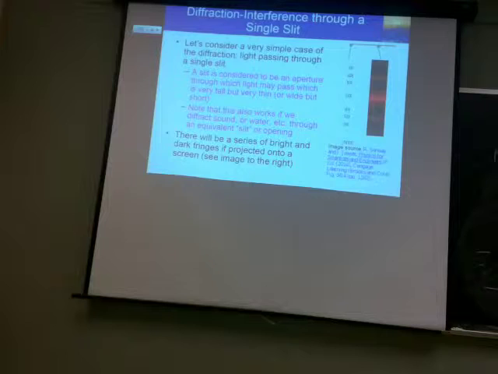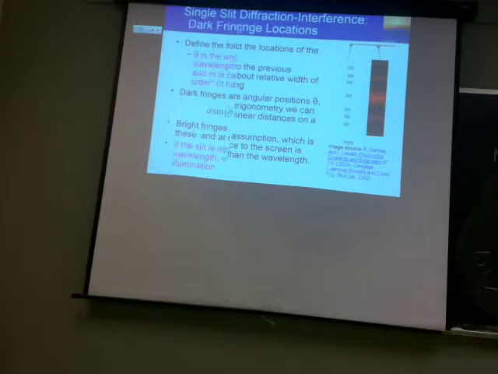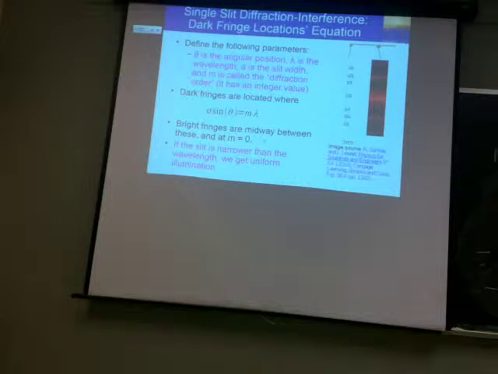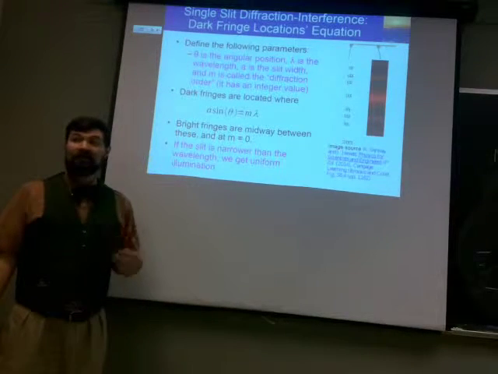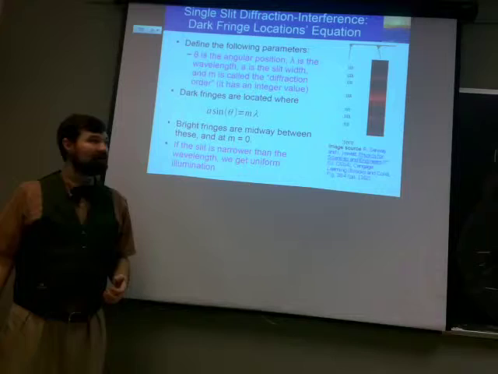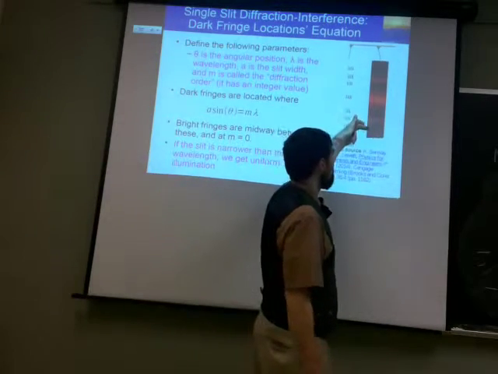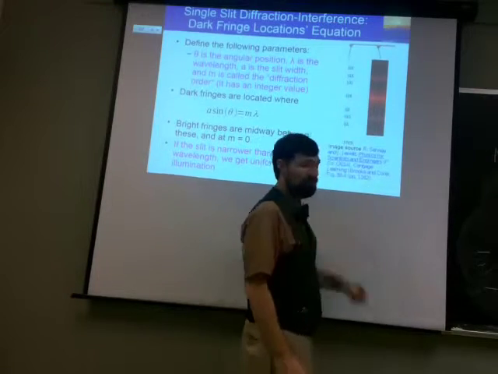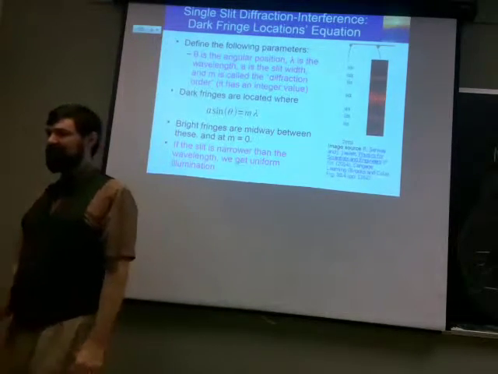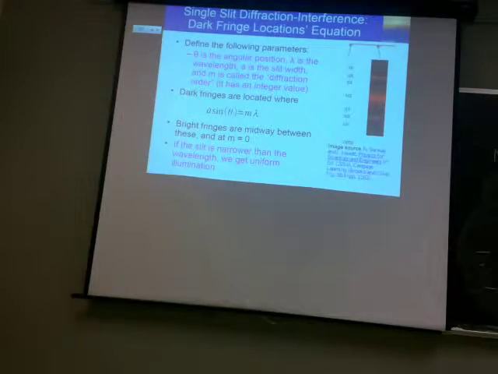I showed you what the equation for it was, and I talked a little bit about how to interpret the equation. So this is your equation. It tells you where the dark locations are. The dark locations would be right here, right here. This one's a bright location. You may be wondering where the theta comes into play.